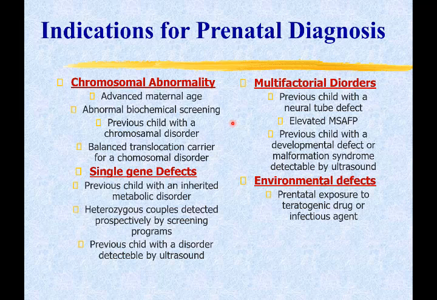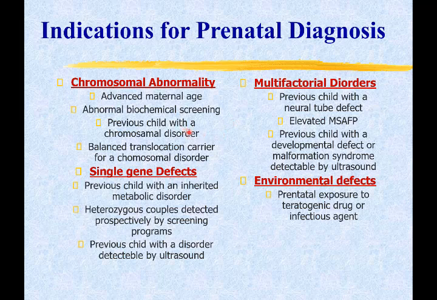Abnormal biochemical screening is when we have a prenatal screening test and it becomes high risk. We have to do confirmation using amniocentesis and genetic testing.